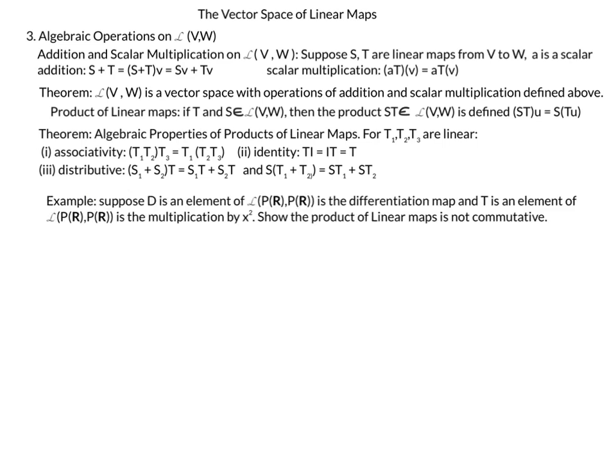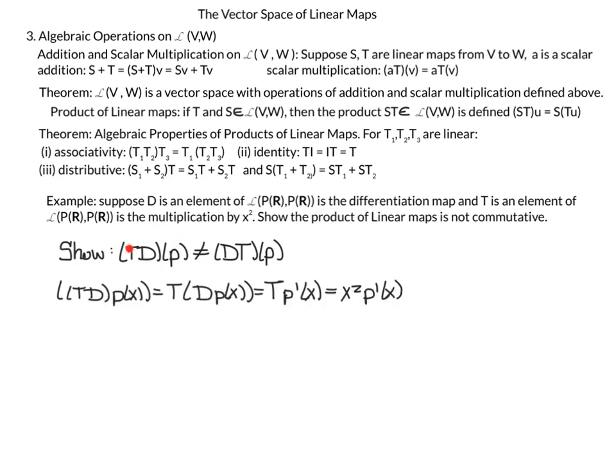mapping. The example we have for products of linear maps is, suppose D is an element of the linear maps from the space of polynomials to the space of polynomials, and D is the differentiation map. We looked at that in a previous example. So when you have a polynomial, D will take the derivative to give you a new polynomial. Let's say T is also an element of a mapping from polynomials to polynomials, and it's the multiplication by x squared map, and we also did this in a previous example. So show the product of linear maps is not commutative. Using my definition of product, we want to show that TD of P is not equal to DT of P. In other words, we can't just commute the order of maps in our product of linear maps.